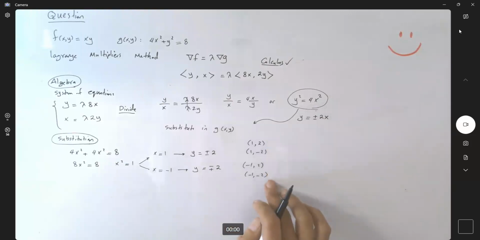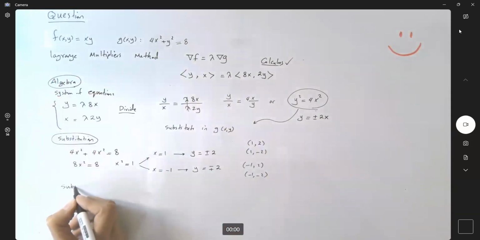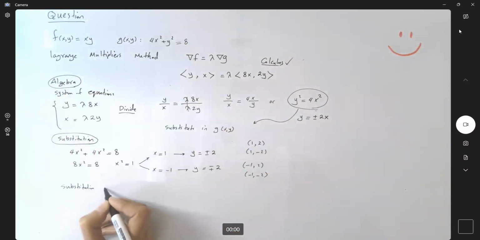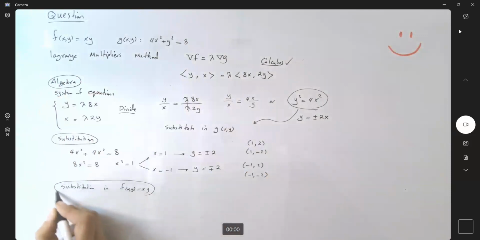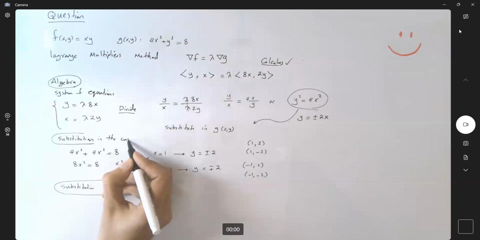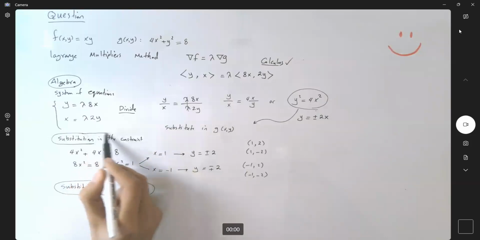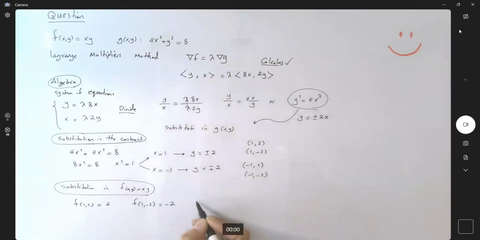Now you're going to take these points and substitute them back into the function. Substitution in f of x and y, which is xy. So let me write this down here, substitution in g, in the constraint, so we are more clear on that. So f of (1, 2) is equal to 1 times 2, or 2. f of (1, negative 2) is minus 2. f of (negative 1, 2) is negative 2. f of (negative 1, negative 2) is 2.